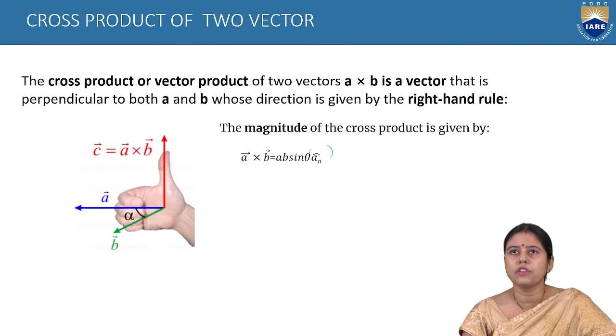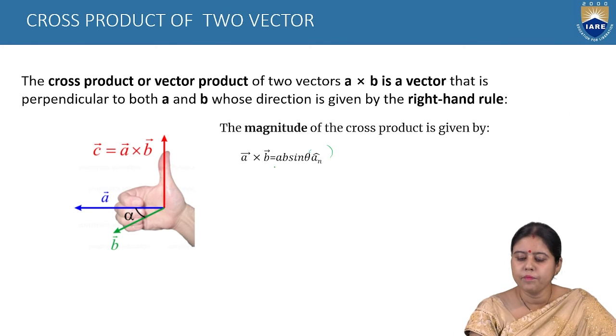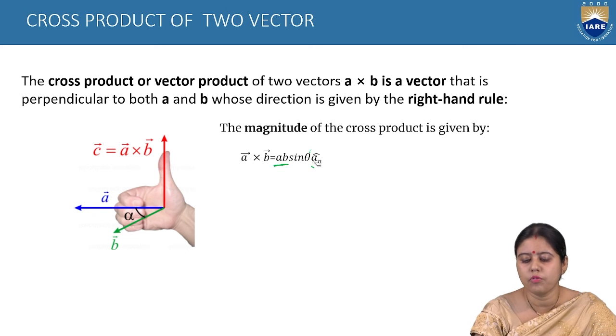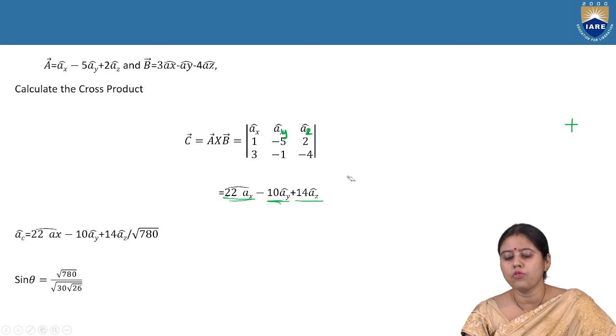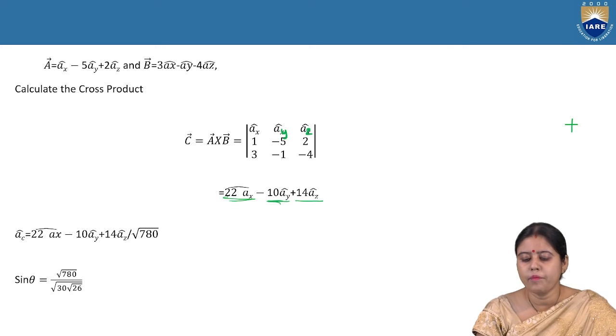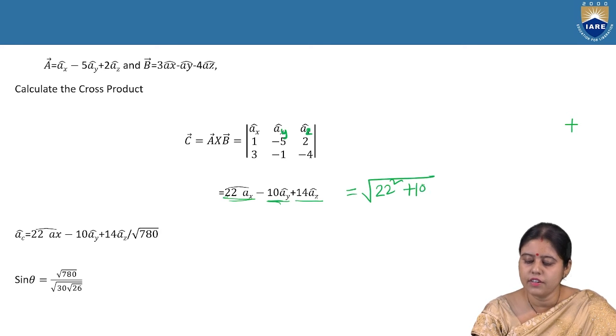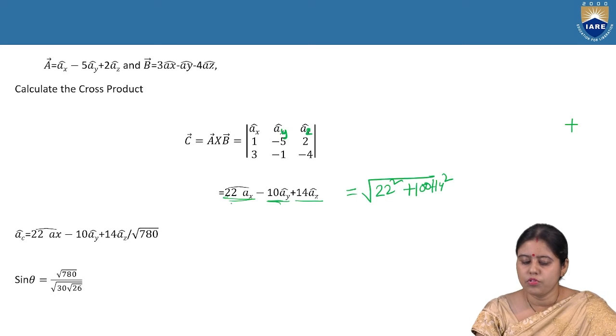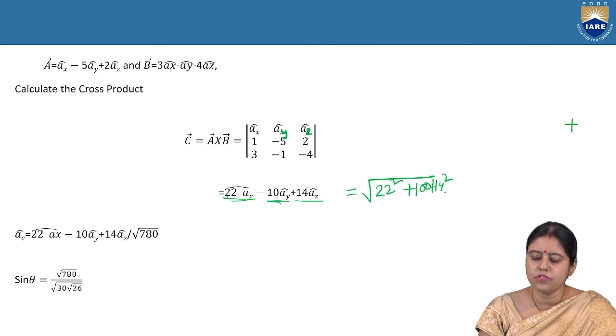So, what will be the unit vector? Because if we go to the last one, we need AB, we need AN, meaning the unit vector. How to calculate the unit vector? The vector divided by its magnitude. What is its magnitude? 22 square plus 100 plus 14 square.